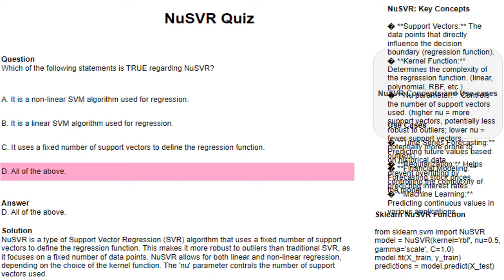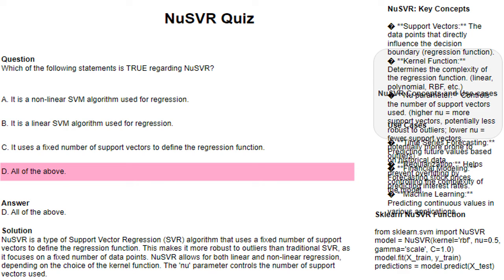Kernel RBF indicates the use of a radial basis function kernel, a popular choice for nonlinear regression. Nu=0.5 determines the fraction of support vectors used. Gamma='scale' is a parameter for the RBF kernel, controlling its influence.